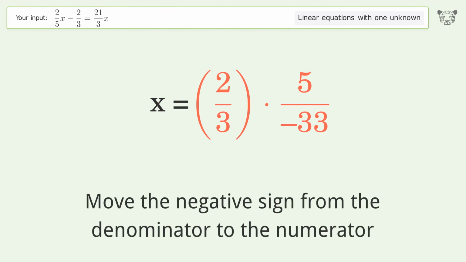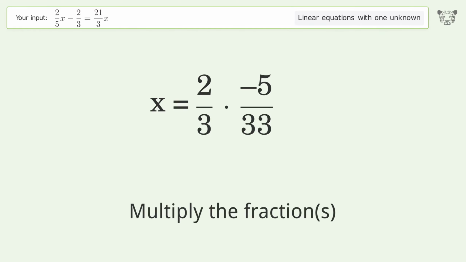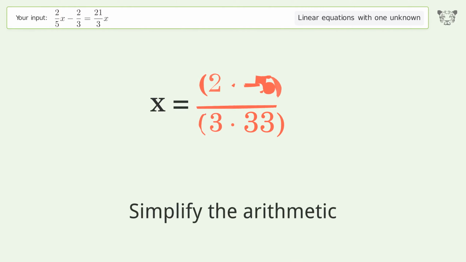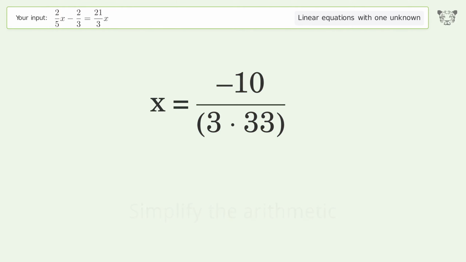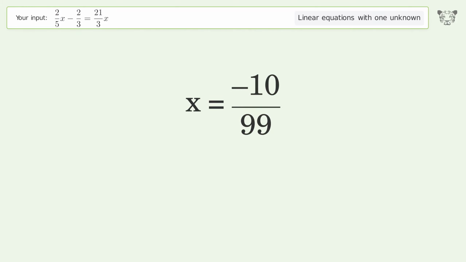Move the negative sign from the denominator to the numerator. Multiply the fractions. Simplify the arithmetic. And so the final result is x equals -10/99.